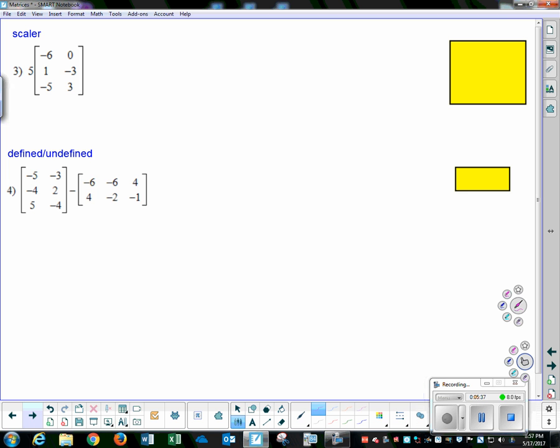Let's move on to a scalar. A scalar is very easy. Notice I have a 5 out front of this whole matrix. Well, the 5 is just going to multiply into every term of this.